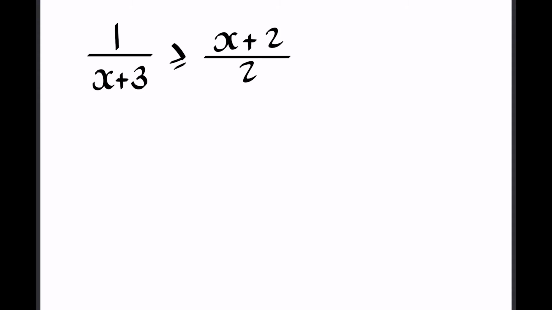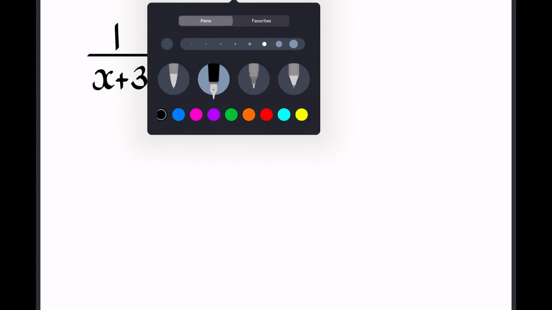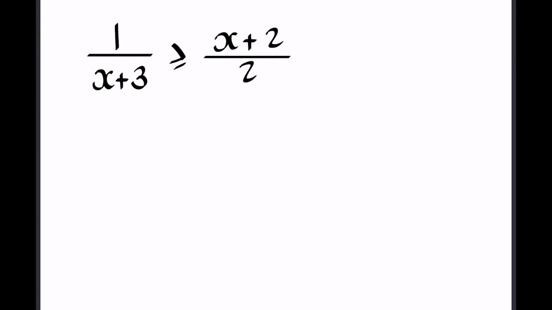When I look at this inequality question, the 1 over x plus 3 kind of looks similar to something that we have. And something that we have is the equation of the hyperbola, which is 1 over x plus 3 minus 1. Then if I look at the x plus 2 over 2, it kind of looks similar to the straight line graph, and there's just something different between each of them. So I'm going to change the way it looks, without changing the value, and see what happens.